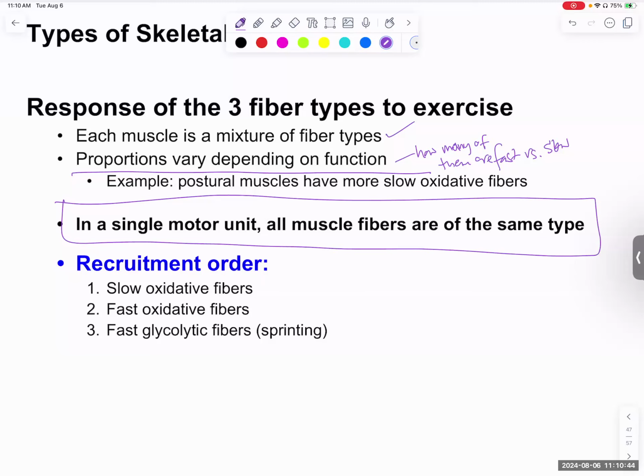So we have slow oxidative fibers in motor units, with slow myosin ATPase and calcium ATPase activity.